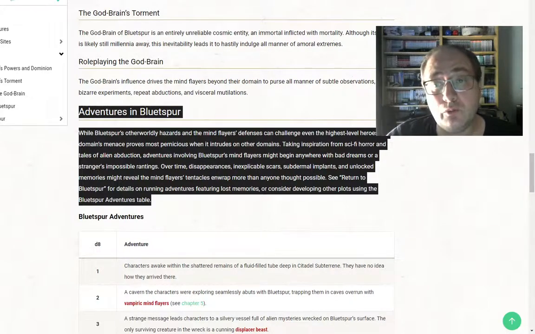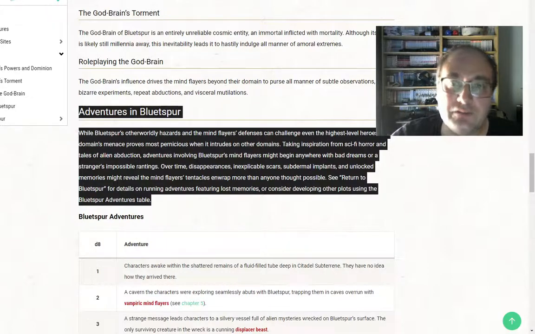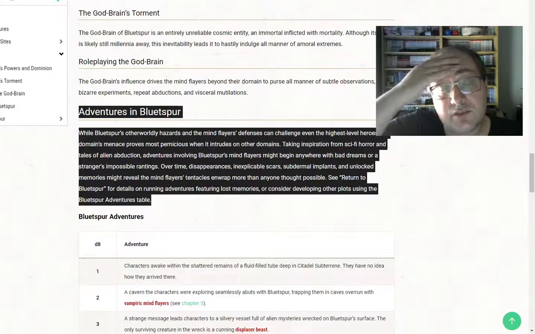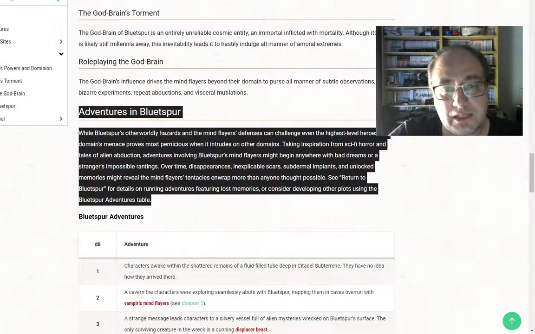It could, however, work very well as a culmination to a longer campaign. Your final adventure could be that you're going to go into Bluetspur and confront the God Brain or some twisted Mind Flayer Arcanist or something like that. It also works very well as a one-shot or a side adventure where your players get sucked into this.